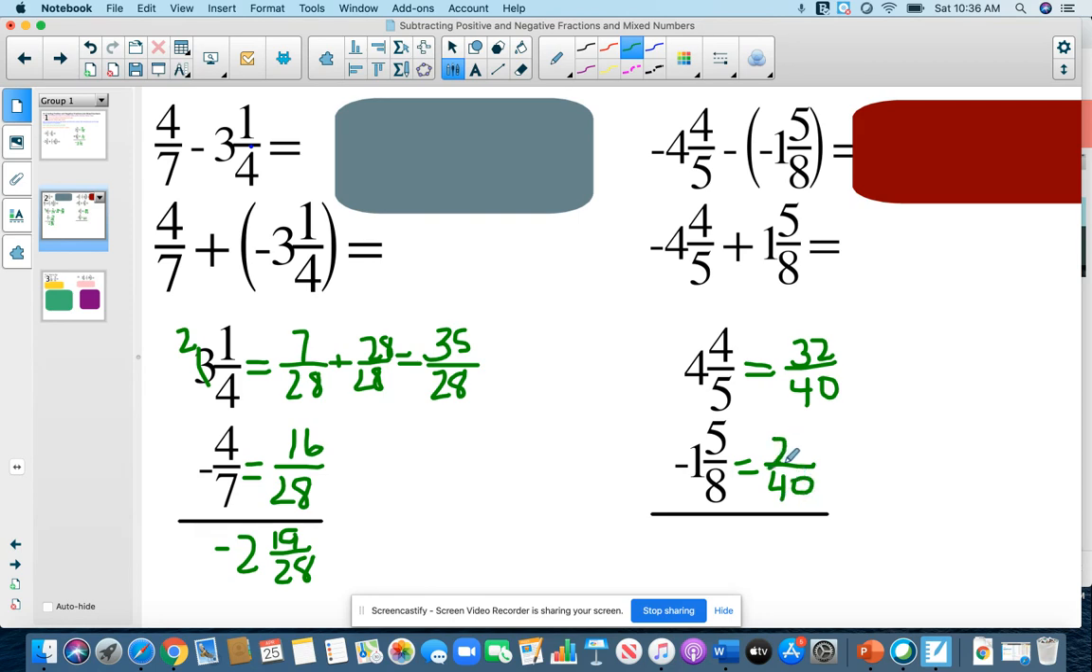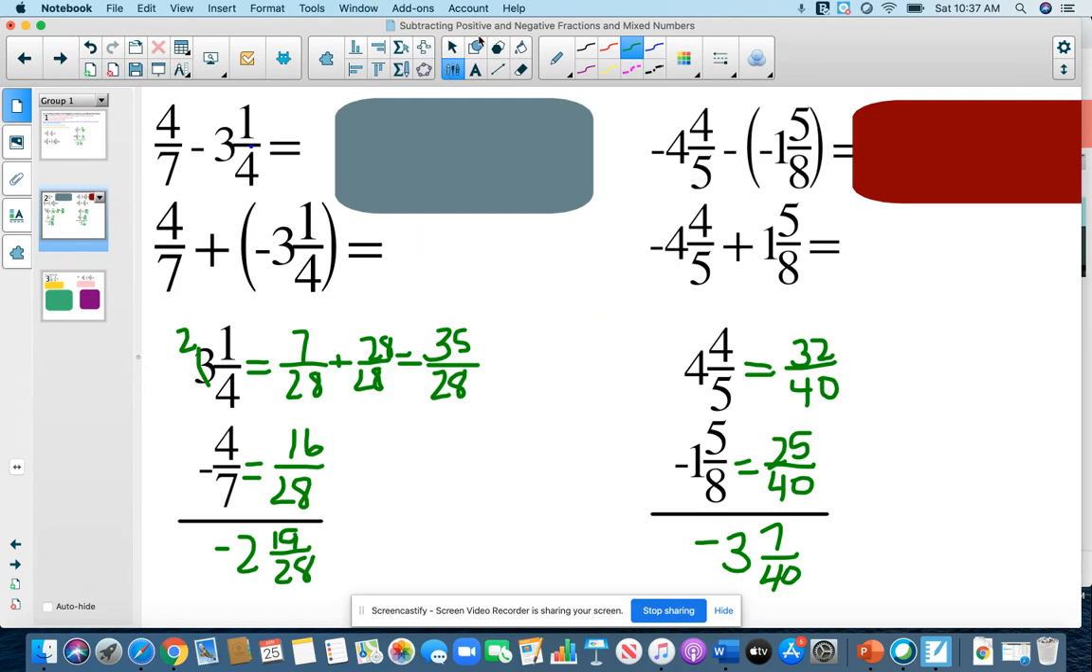So now I have 32 40ths minus 25 40ths, and we're going to go ahead and subtract that, which would give us 7 40ths. And then subtract your whole numbers, 4 minus 1, which gives us 3. And you decide on your sign, the very last thing to do, and it should be negative because the negative 4 4/5 has a larger absolute value. So negative 3 and 7 40ths.